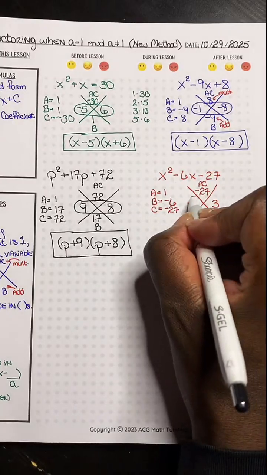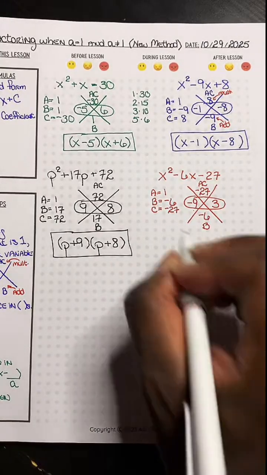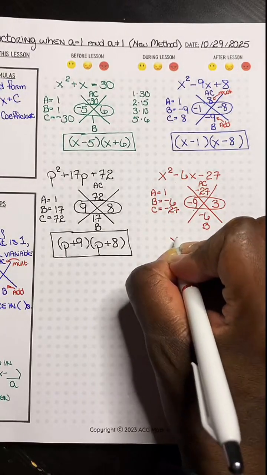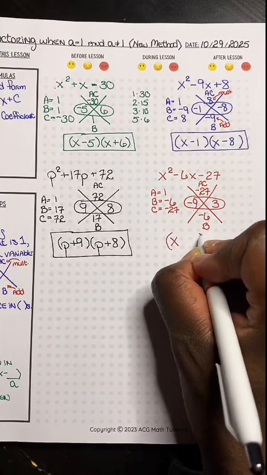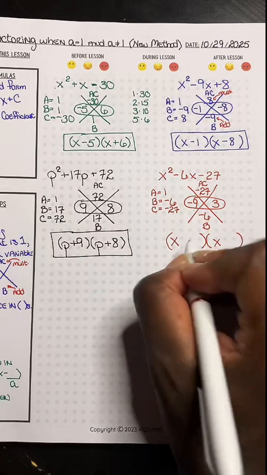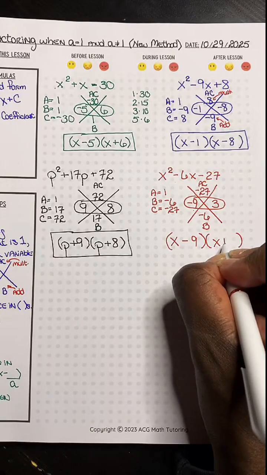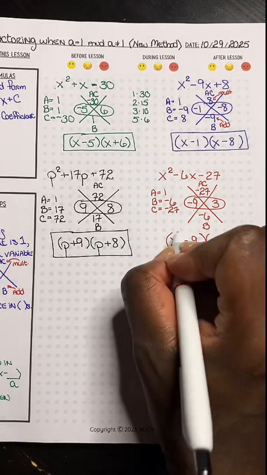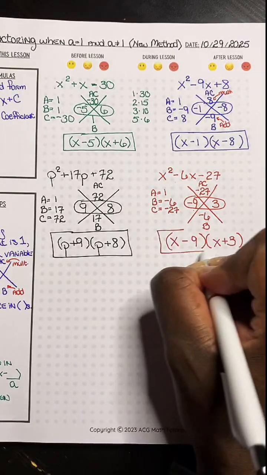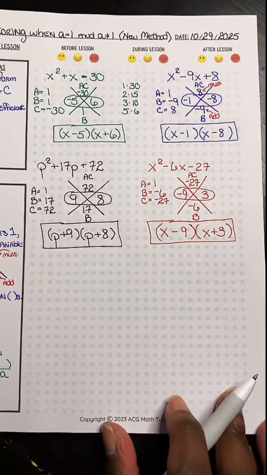So these two are my factors that I'm dealing with. That means I'm going to split my two variables up, which are my x's. In one parenthesis is going to be a -9, and the other parenthesis is a +3. And again, if you switch it, that's perfectly fine.